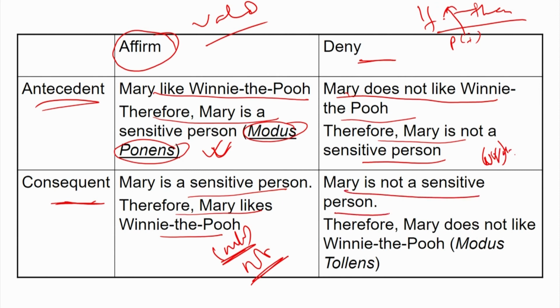But denying the consequent always leads to a valid conclusion. If Mary is not a sensitive person, then of course Mary is not going to like Winnie the Pooh, because people who like Winnie the Pooh are always sensitive. Somebody who doesn't like Winnie the Pooh is not sensitive, and so this is called modus tollens, and therefore Mary doesn't like Winnie the Pooh. So two conditions, affirming the antecedent or denying the consequent, in if-then reasoning, in conditional reasoning, will always lead to valid conclusions. Anything other than that will lead to invalid conclusions in conditional reasoning.